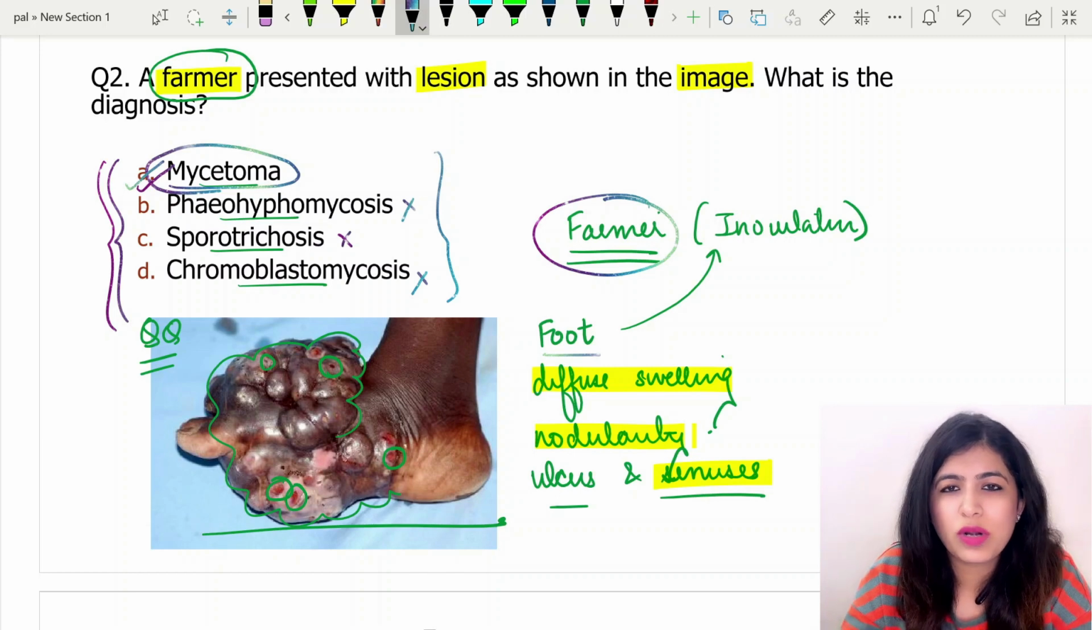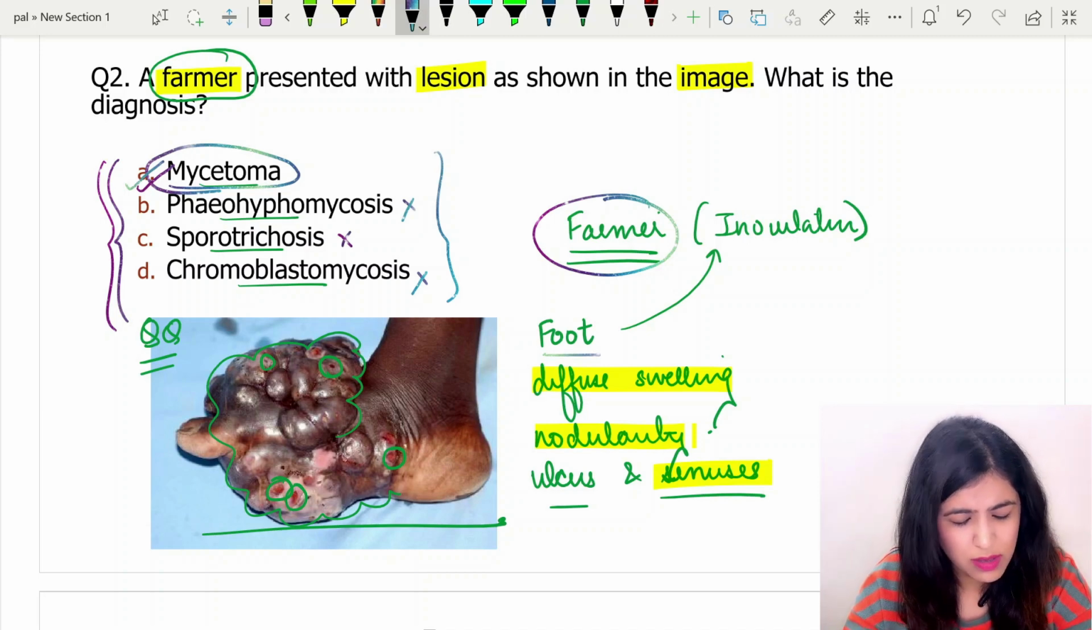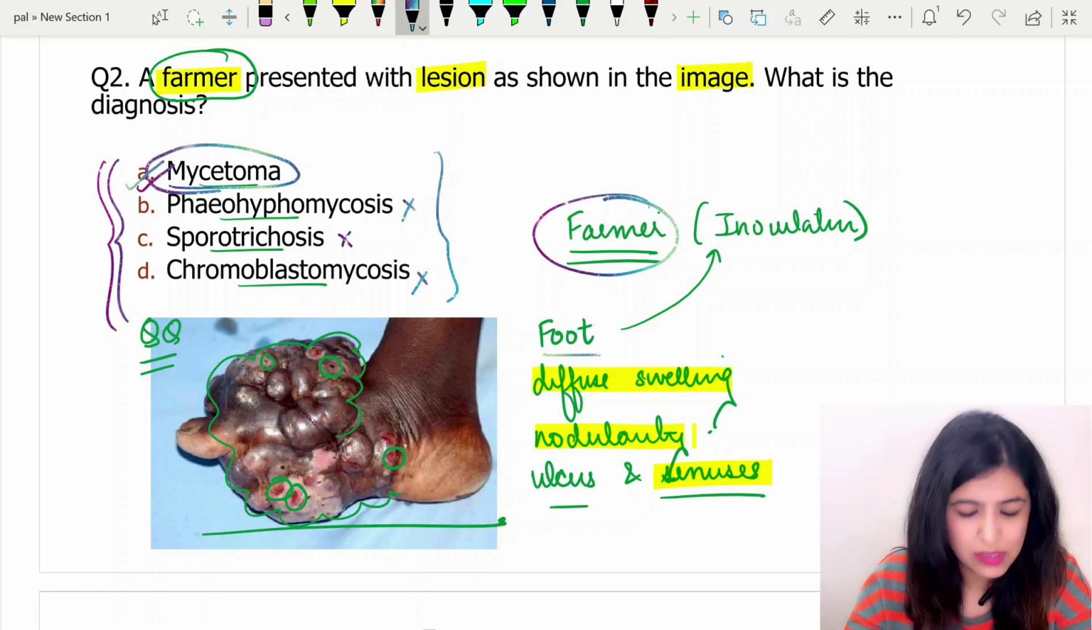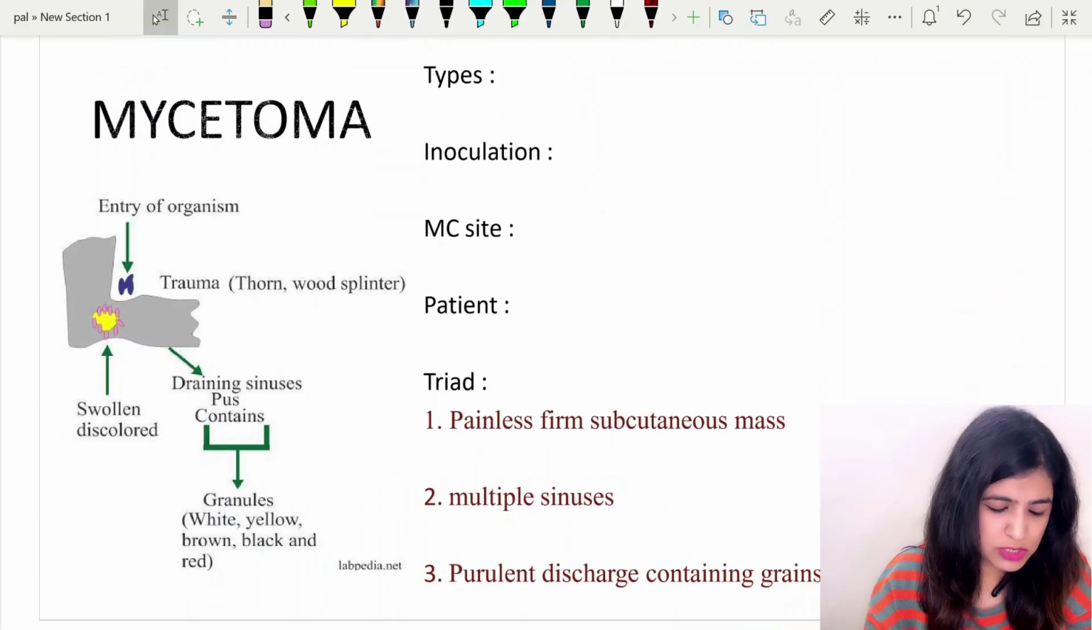Now you will wonder, what have I said? As a student, I'll wonder, what is PHAEOHYPHOMYCOSIS? What is CHROMOBLASTOMYCOSIS? Mycetoma I might have read in microbiology, sporotrichosis I might have read, but what are the other two things? Don't worry, we'll read about them. Starting with the first one, which is mycetoma.